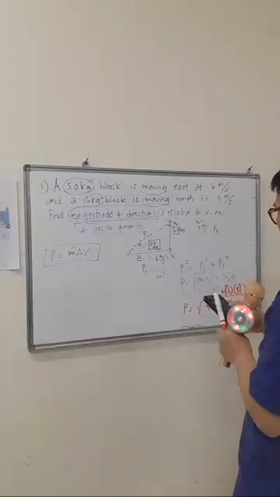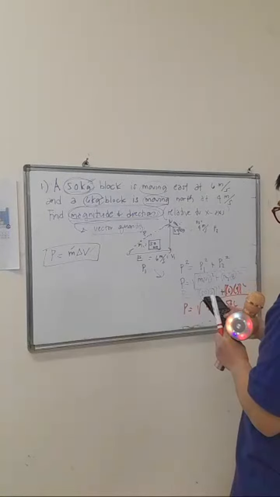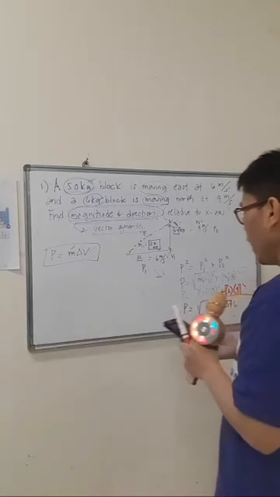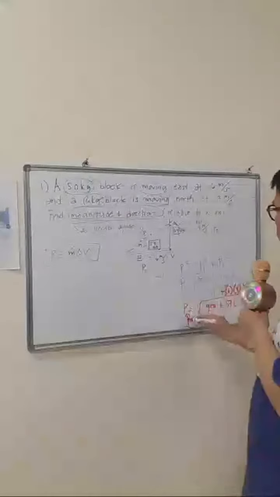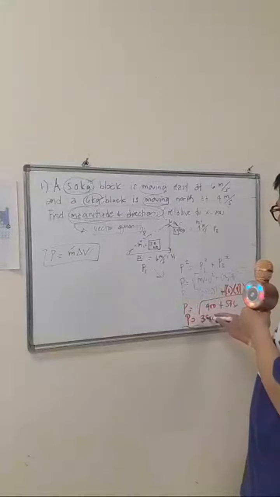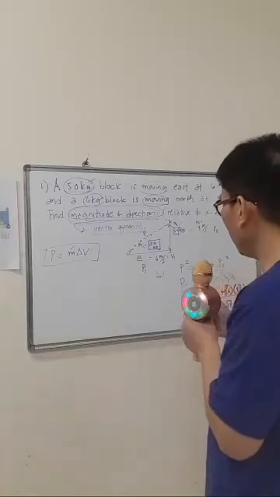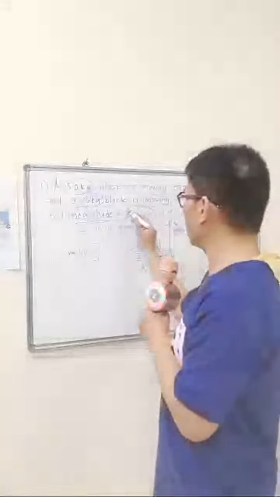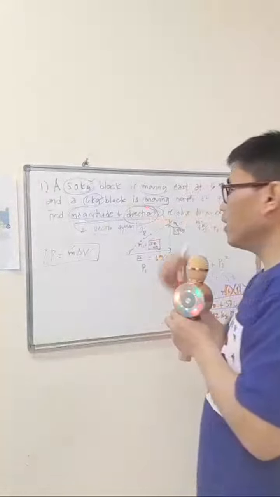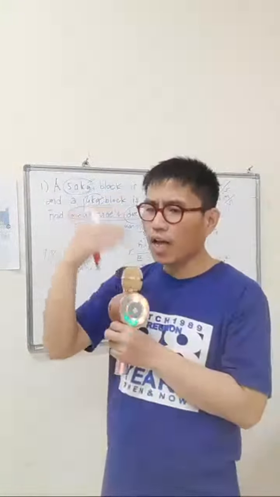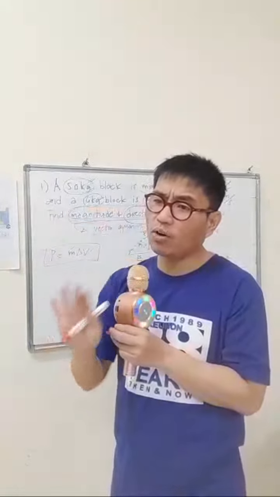How much is this? 38.42. So our final momentum is 38.42 kilogram meter per second. This is the unit of the momentum. This is our magnitude, meaning the value. How about the direction? It's going to be north, east, south, west, or simply the angle where it goes.